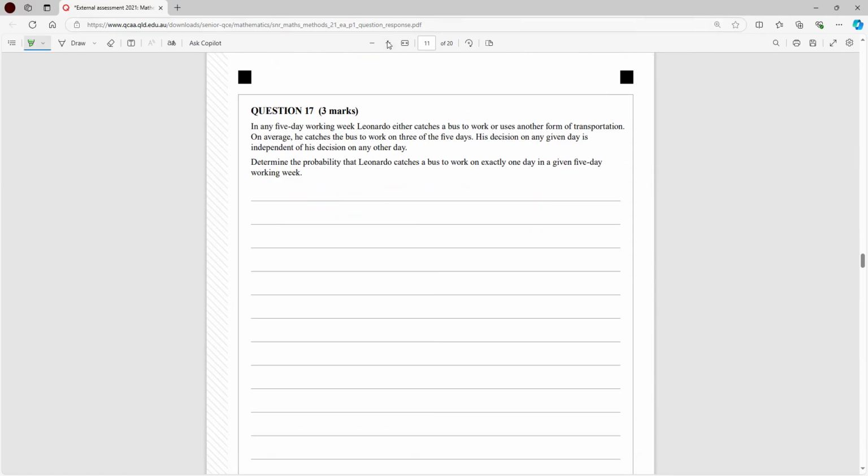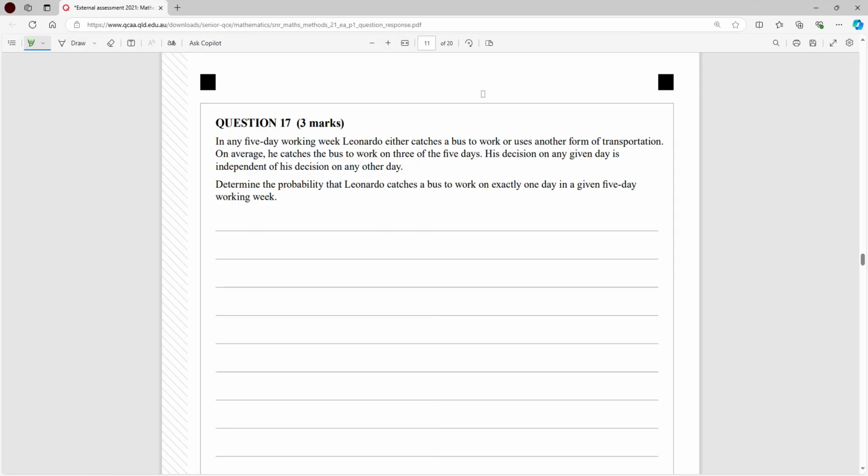So next question. So question 17. In any 5-day working week, Leonardo either catches a bus to work or uses any other form of transportation. On average, he catches the bus to work 3 of the 5 days, okay? His decision on any given day is independent of his decision on any other day, okay? So from that wording straight away, I know it's going to be binomial probability, okay? Because his decision is independent of the previous one.